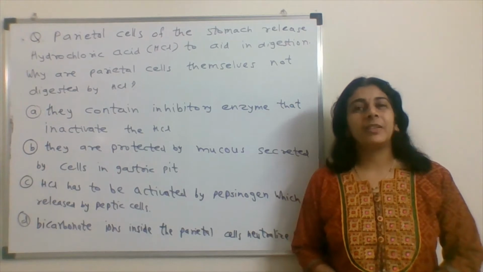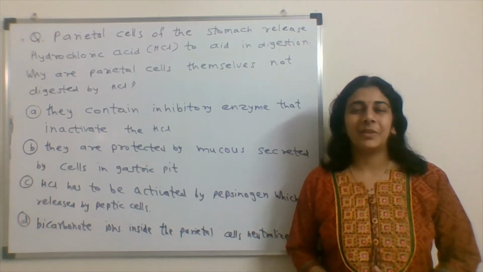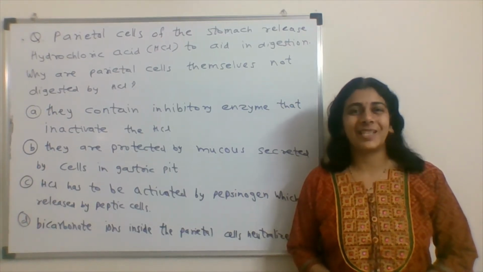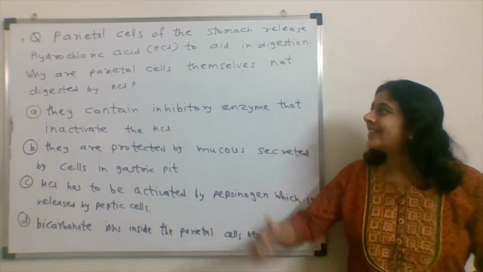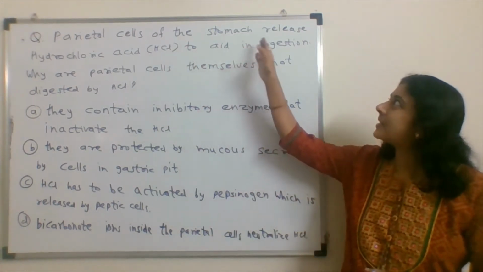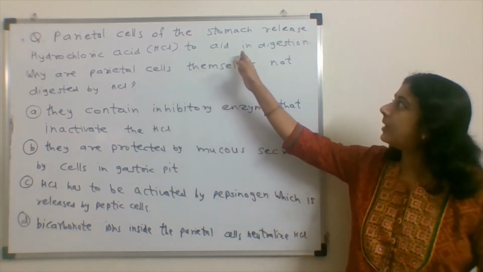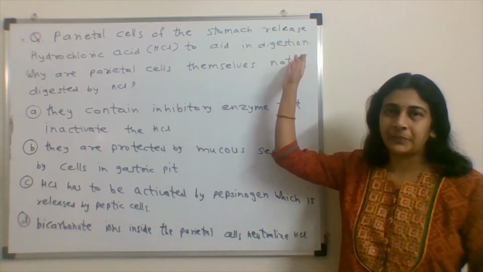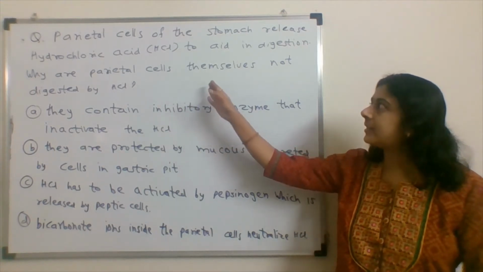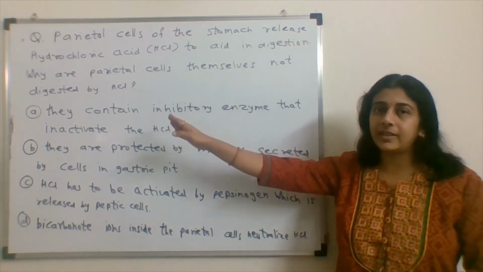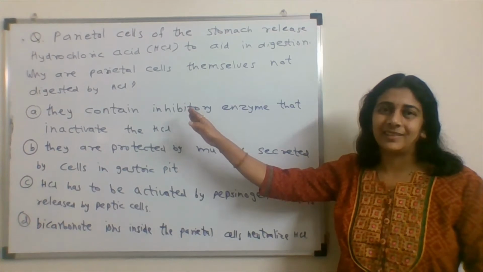Today we are solving one previous year question from paper of TIFR GS Biology. Parietal cells of the stomach release hydrochloric acid to aid in digestion. Why are parietal cells themselves not digested by HCl?